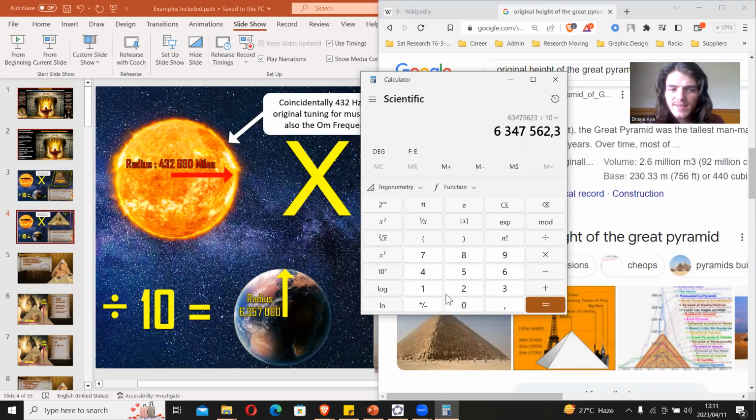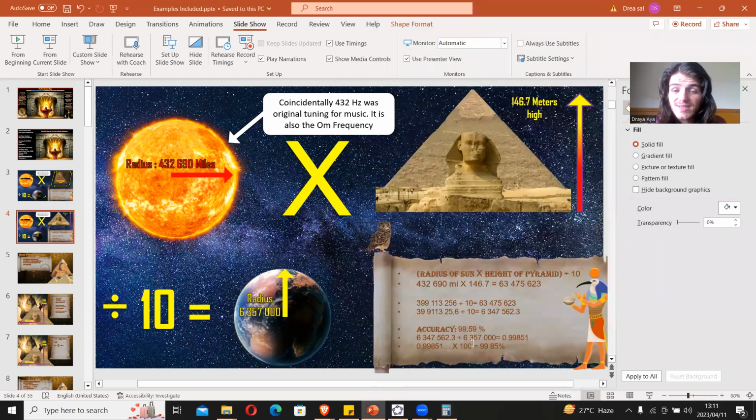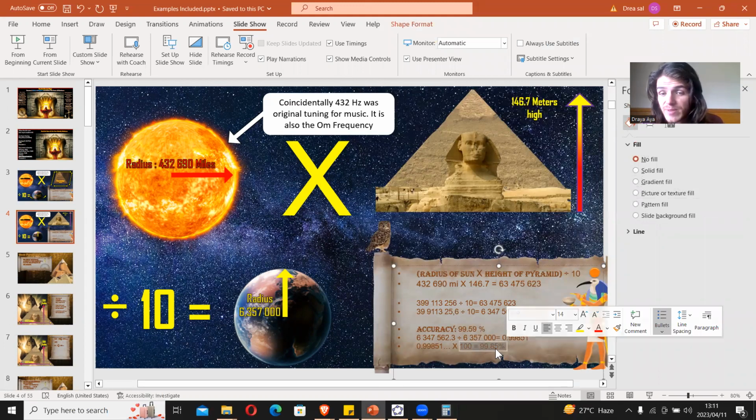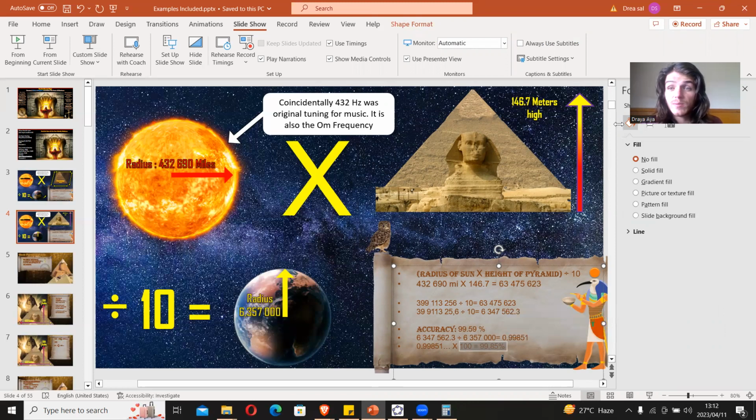We have 6,347,562. Look at the number of the radius of the Earth. It goes 635, and this one goes 634. What is the error? Well, this is actually 99.85% accurate. In other words, it's only off by 0.15%. Furthermore, because we don't know the exact original height of the pyramids, we don't know if this calculation might actually be 100% or not.